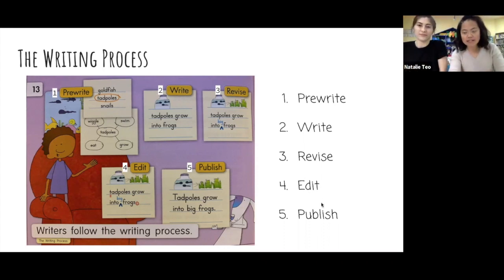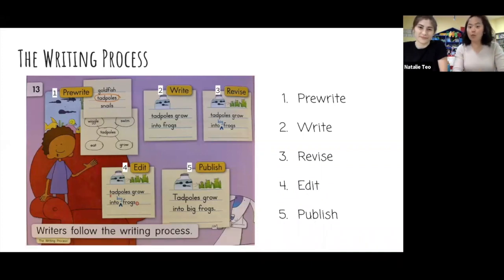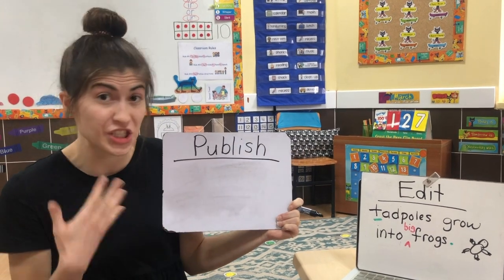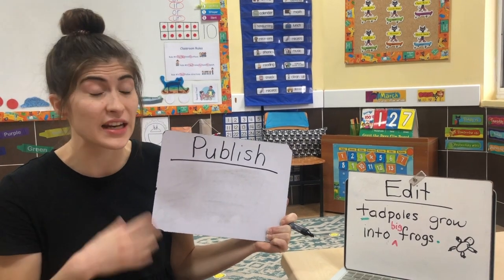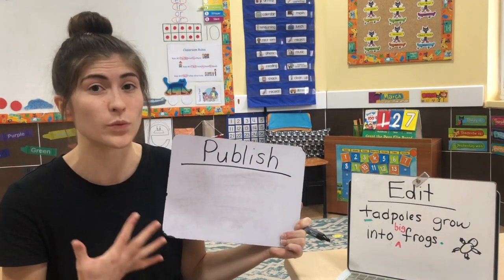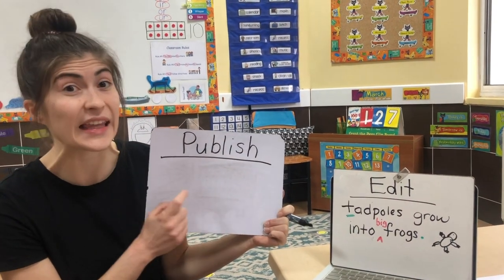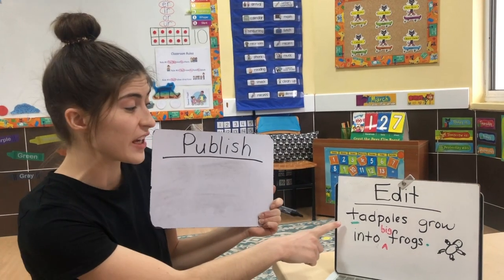And the final step is to publish what we've written. Publish means to show people what you have written about the topic that you want to write about. To publish my writing, I need to share it with other people. But before I can do that, I need to make sure that it is so neat and it is my very best work. So I need to look at my edits and I need to write it again without any mistakes. So I need to check carefully.